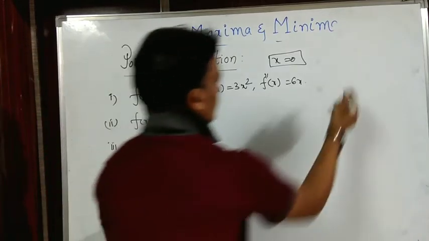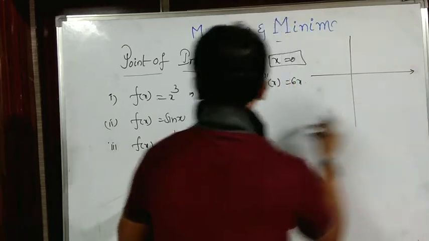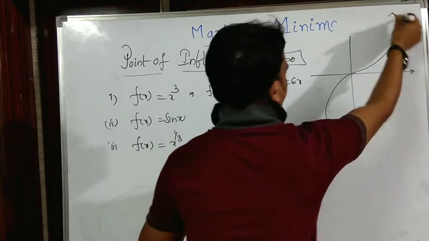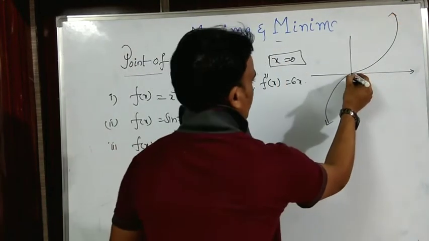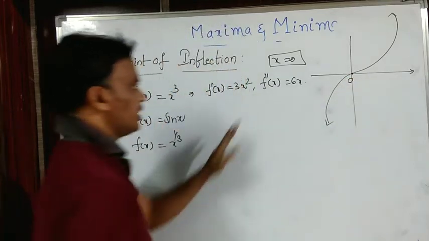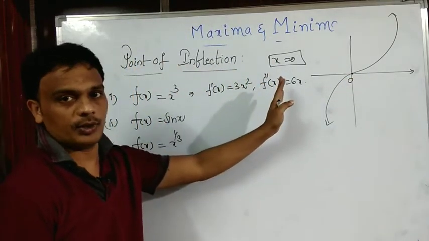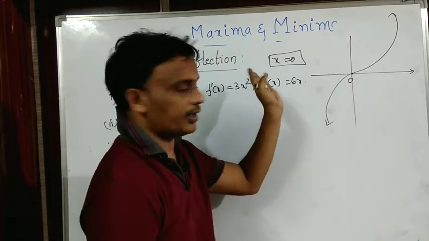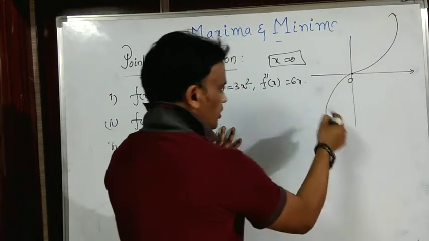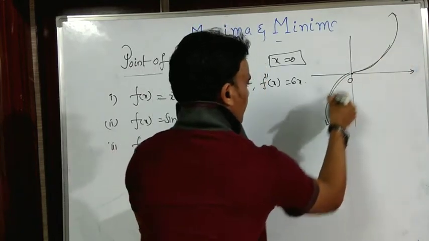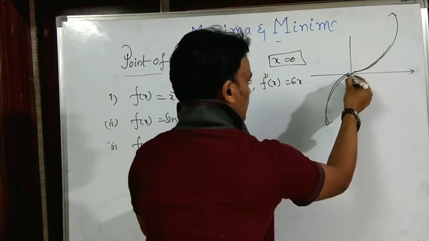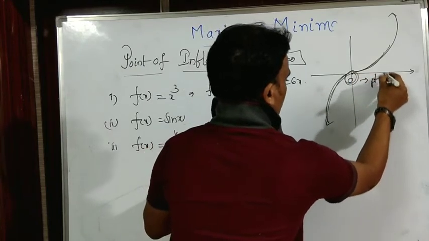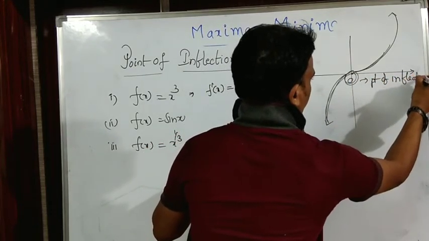Then what is the point of inflection? By observing the graph of f of x is equal to x cube, at that particular point 0, f double dash is 0, and f dash of x at x is equal to 0 is 0 already. Above the 0 and below the 0, please observe, it changes the sign. It is concave downwards, concave upwards. Then the point 0 is the point of inflection.